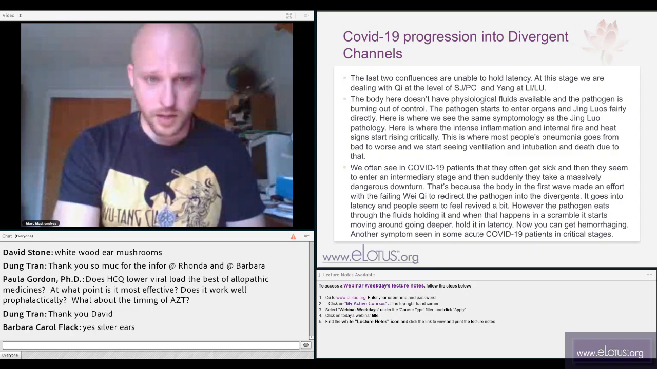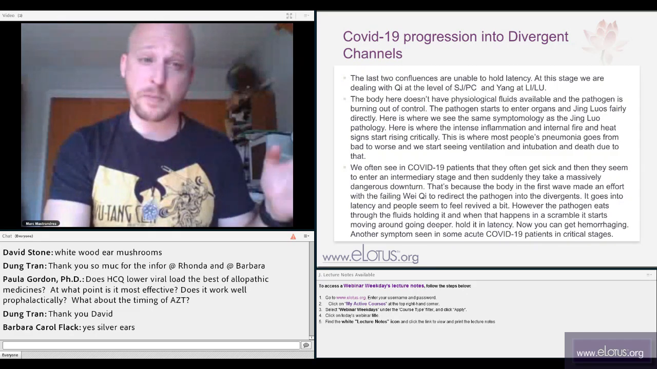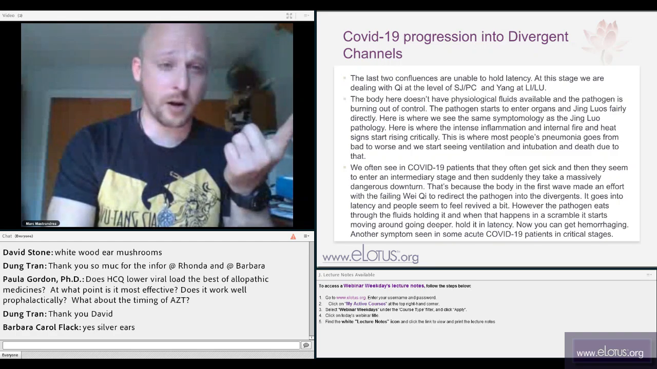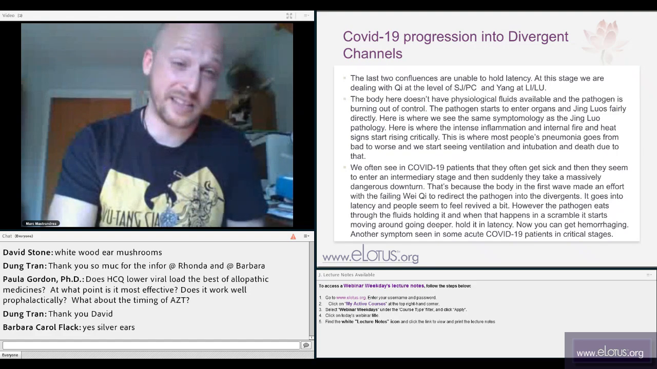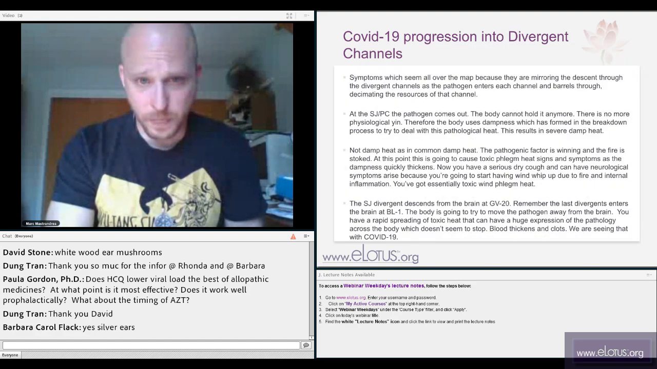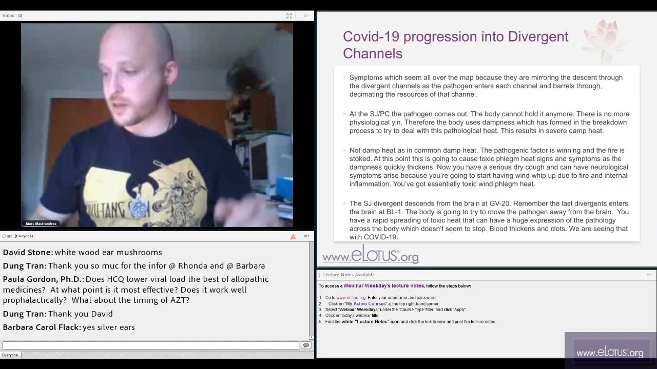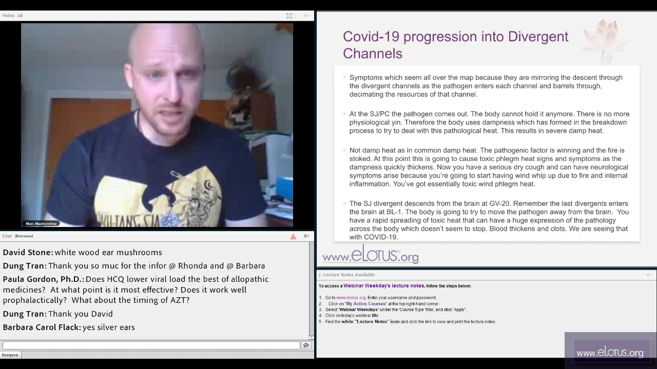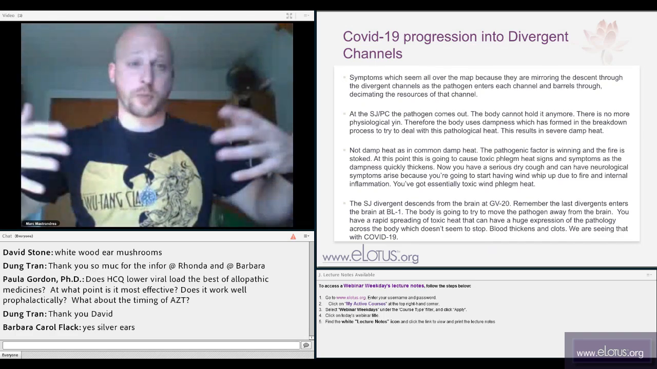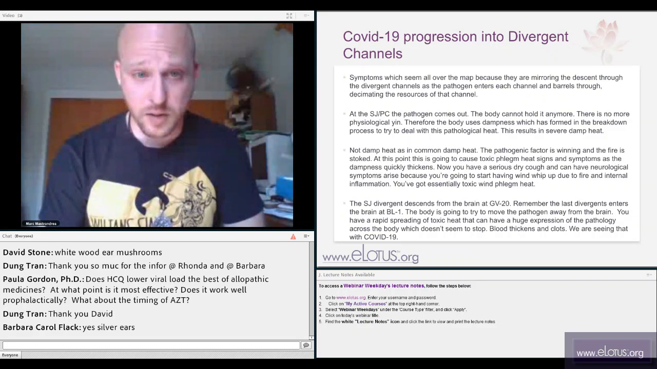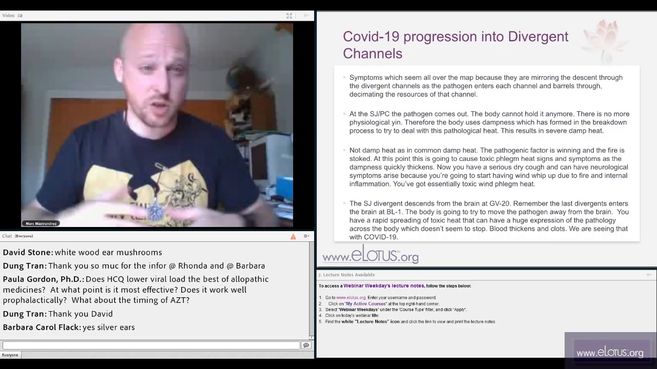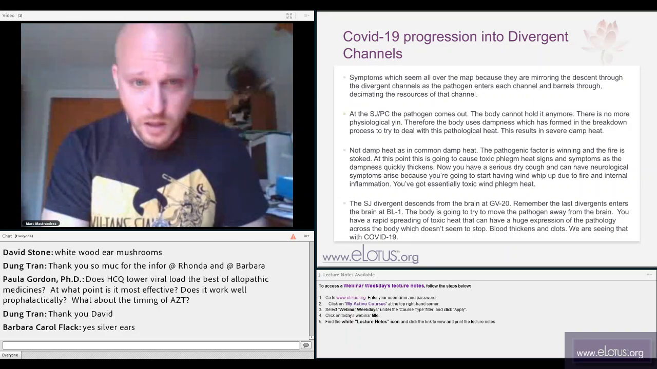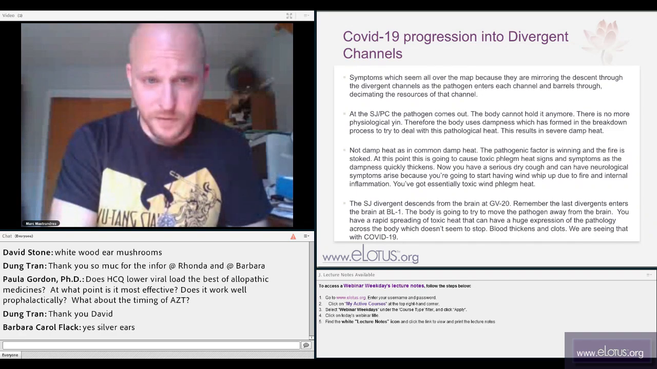And oftentimes at this point, it gets very severe, and you can bust through the last three divergents, the small intestine part, the Sanjiao pericardium, and it can enter the large intestine lung pretty quickly. So symptoms now are going to seem all over the map. You're going to see this symptom and that symptom and all these different symptoms everywhere. At the Sanjiao and pericardium, that's when the pathogen starts to express outwards in the body. The body can't hold on to it anymore. There's no physiological yin. That's why you see it in the hands. You start to see this heat just emanate out from the body, which is much stronger than anything else. So the pathogenic factor is winning.